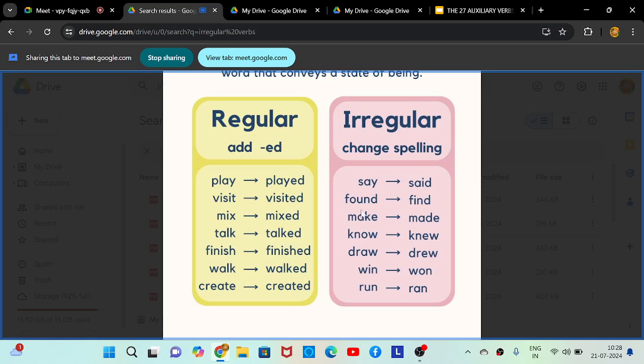Similarly, find becomes found, because find is the present tense and found is the past tense. Make becomes made.